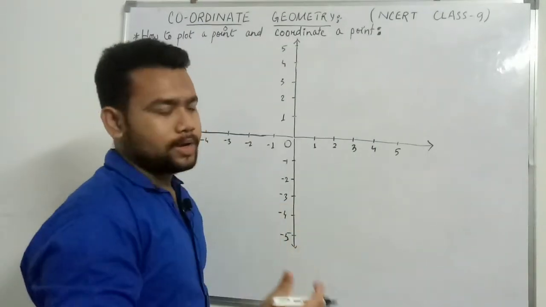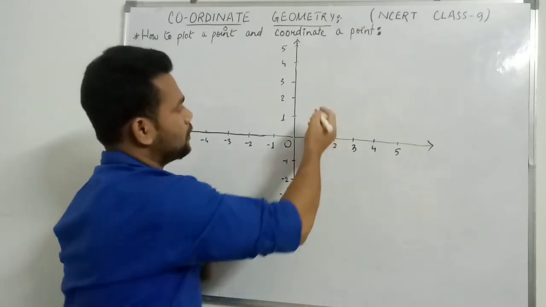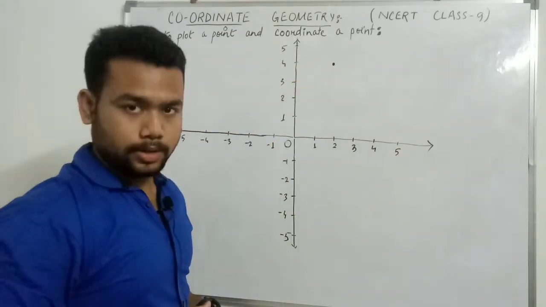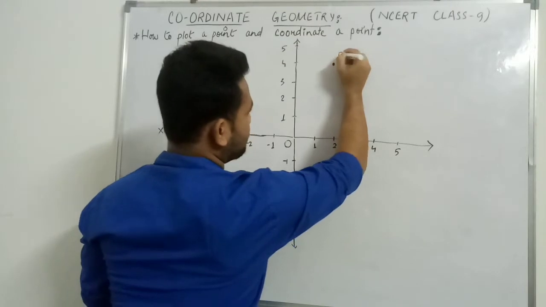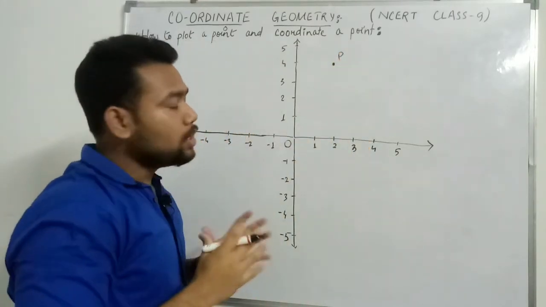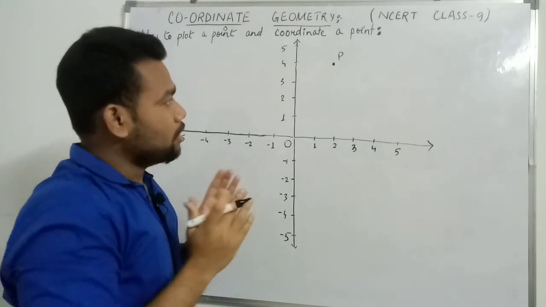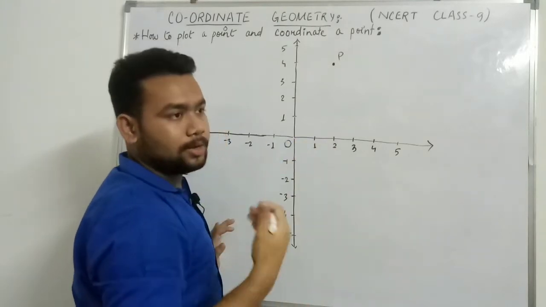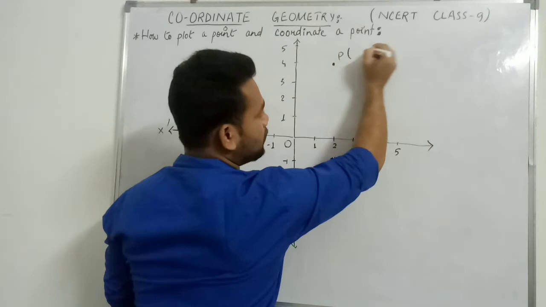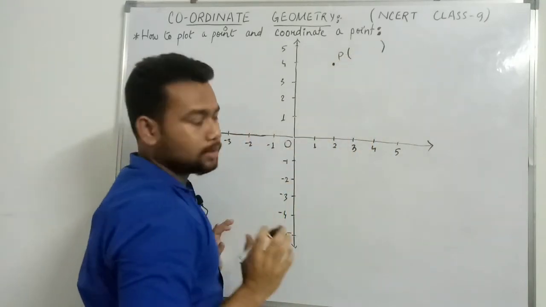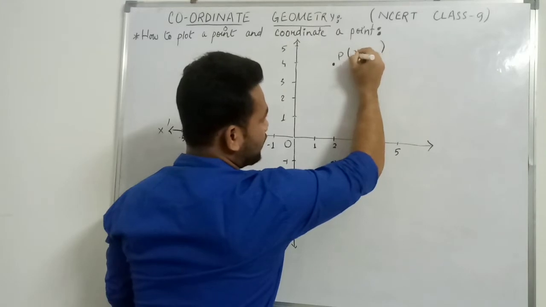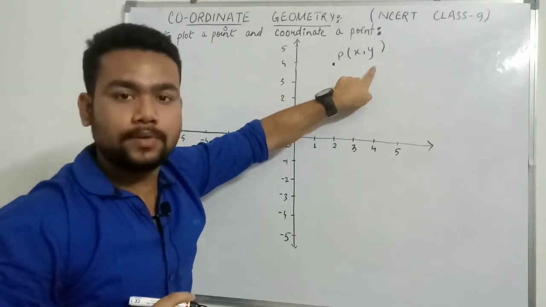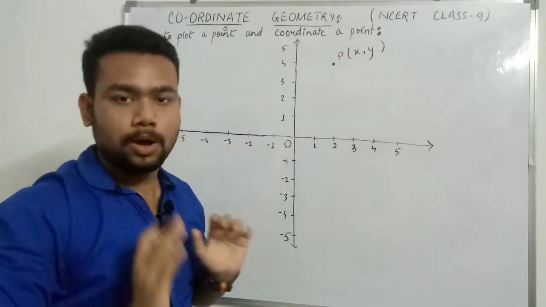Suppose we take a point in any of these quadrants. Suppose we take a point here. We have assumed a point in the first quadrant, so let us name this point as P. How do we coordinate a point? Listen carefully to the rules. Firstly, whenever we coordinate a point, it should be between round brackets, and it goes as (x, y). The value of x is written first, after that the value of y, within the round brackets.